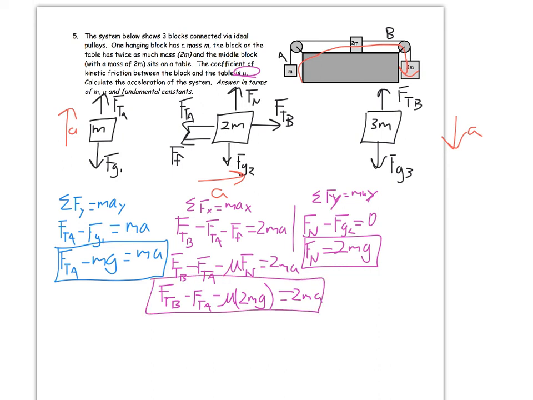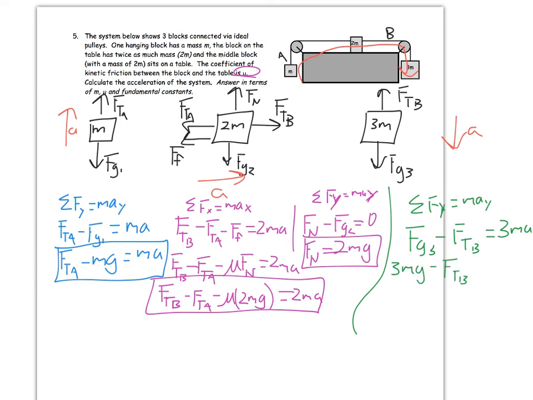And my final equation here, for the other hanging one, we're going to set up my may only because there's only y forces for that one. And so I get Fg3 minus FTB equals 3ma. Again, making the direction of the acceleration be positive. I'll substitute in for Fg3 as just 3mg minus FTB equals 3ma.